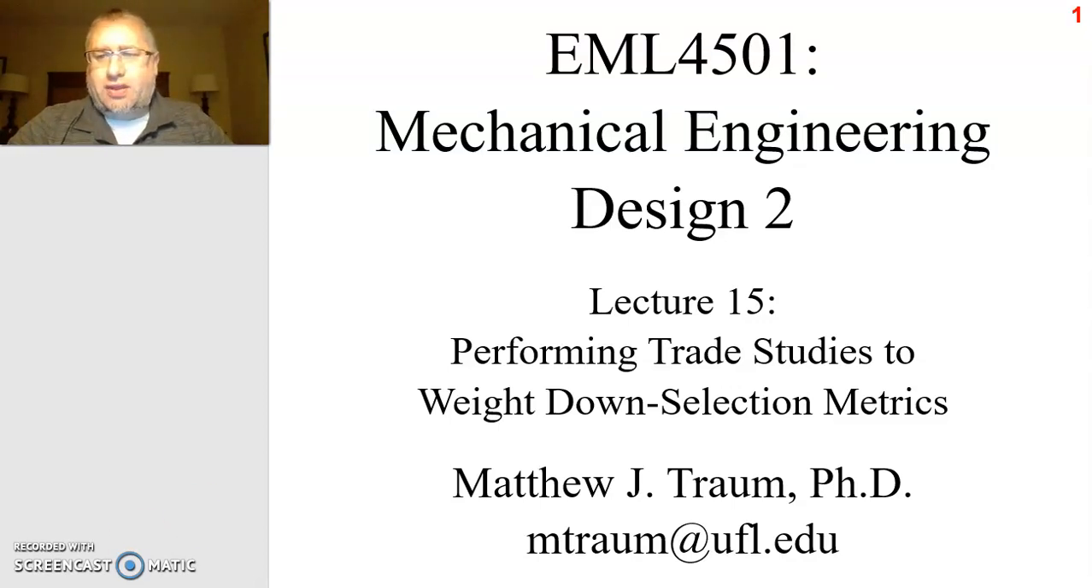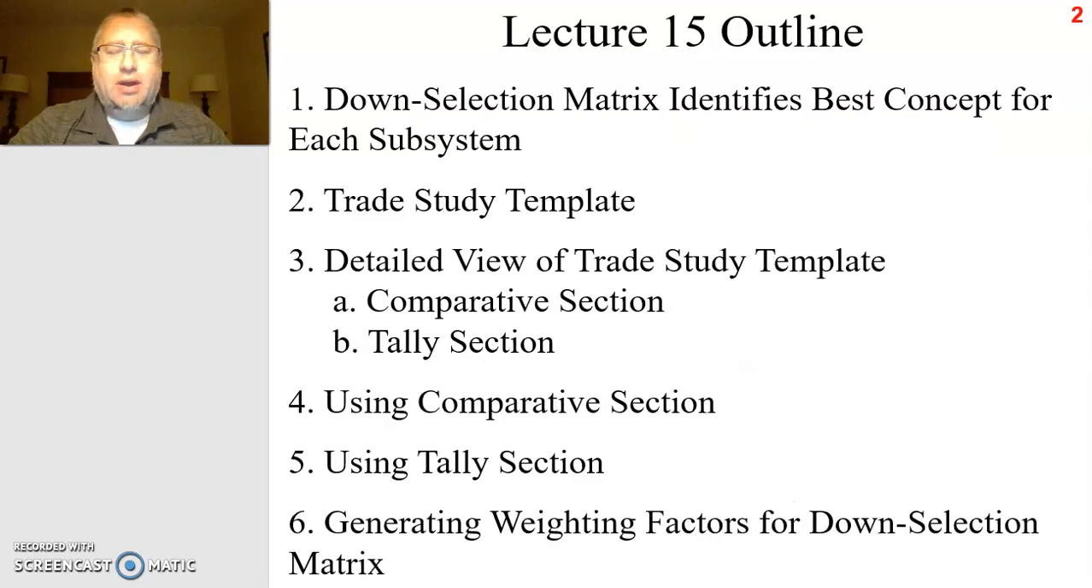This is the outline of what we're going to talk about. I'm going to describe to you basically what a down selection matrix is very quickly, share with you a trade study template, and give you a detailed view of the template, which includes two parts. One's a comparative section, the other is a tally section. I'm going to show you how to use both of those sections, and then walk you through a quick example of how to generate the weighting factors that end up going in the down selection matrix.